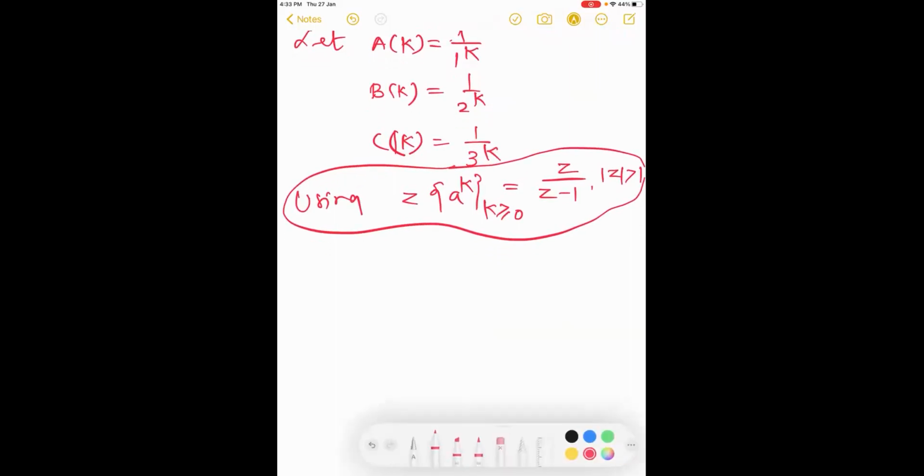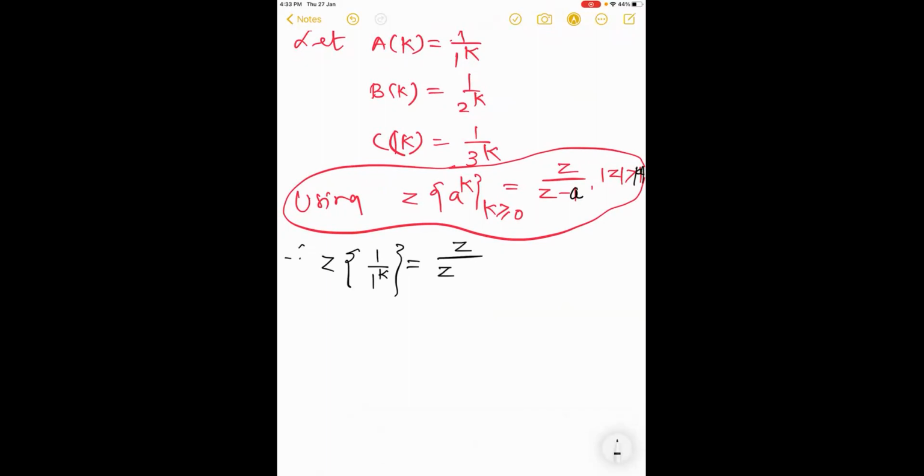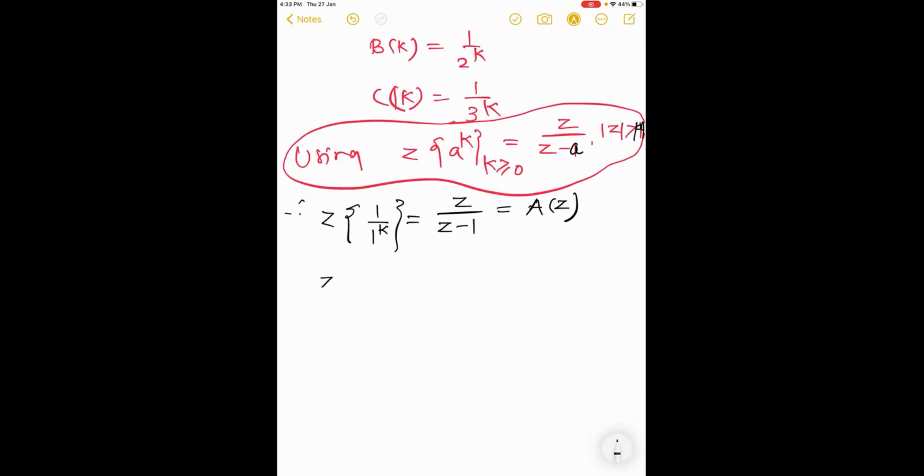Therefore, the z transform of 1 upon 1 raised to k will give you z upon z minus 1, for mod z greater than mod a. So you can call this the capital A z transformed answer. Similarly, the z transform of 1 upon 2 raised to k, meaning the z transform of 1 upon 2 whole raised to k, will be, what is this answer? B z answer.